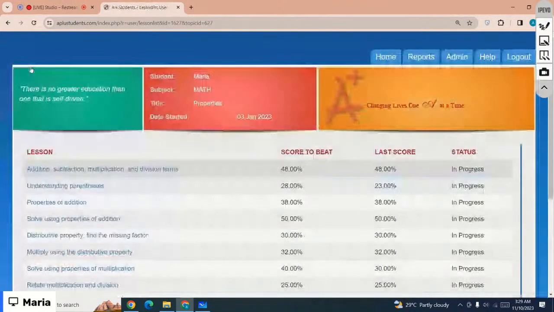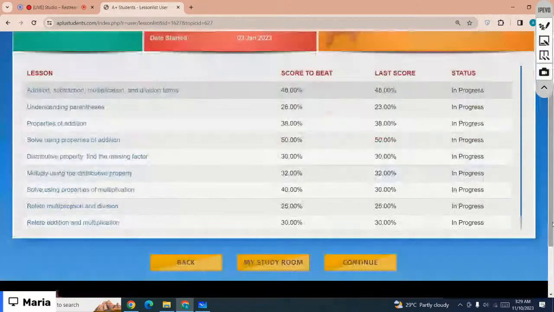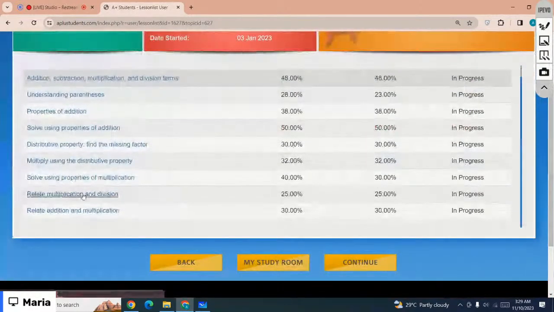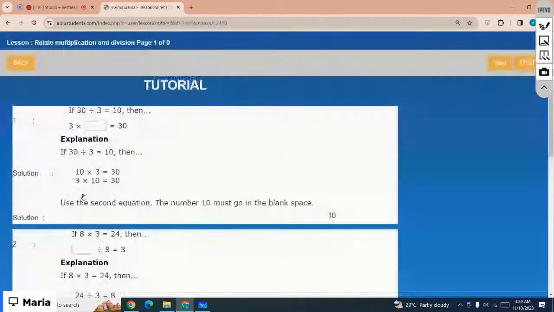Okay, the next lesson is relate multiplication and division. So we're going to learn the relationship between multiplication and division, right? Multiplication and division are interrelated, right? How? Just look at the first example. If 30 divided by 3 equals 10, right? Then the opposite is 3 times what number makes 30? Which is the correct option?